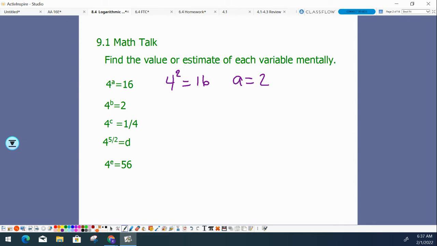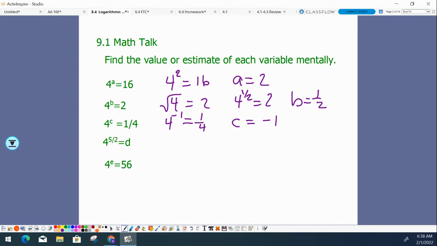What do we need to do to 4 to get 2? We need to square root it, right? Well, that means 4 to the 1/2 is 2. Therefore, B is 1/2. What do we do to 4 to make it into a fraction? We make it a negative exponent. So C is -1.